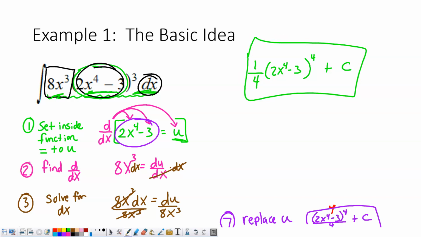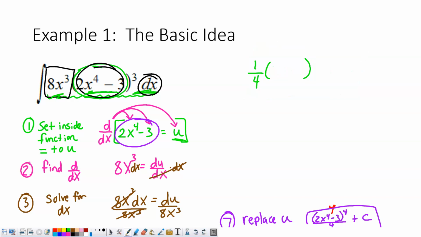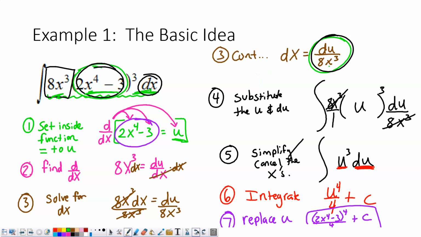Okay? Now that's the process. You guys are probably thinking, man, that's a lot of steps. It is, but here's the good news. The steps pretty much stay the same. They don't really change throughout the entirety of the process. So we're going to have those same 7 steps. So steps 1 through 5, what are they? Steps 1 through 5 are to get rid of all the x's and replace them with u's. Okay? So set the inside function equal to u, find the derivative, solve for dx, replace everything that you can. You're going to substitute what you got for u in, and you're going to substitute what you got for the du in.